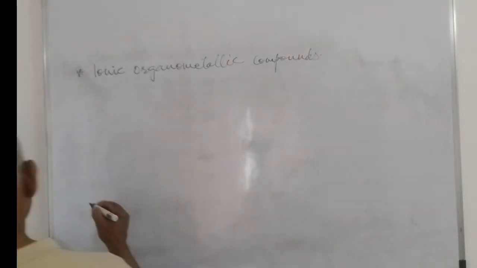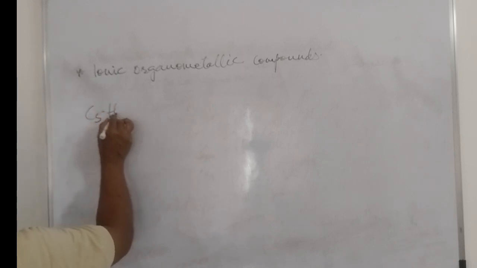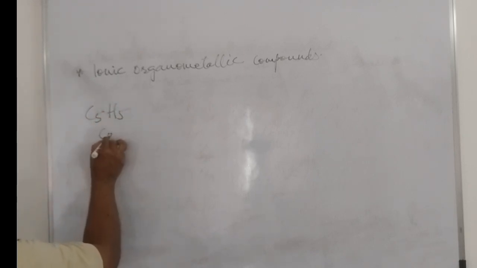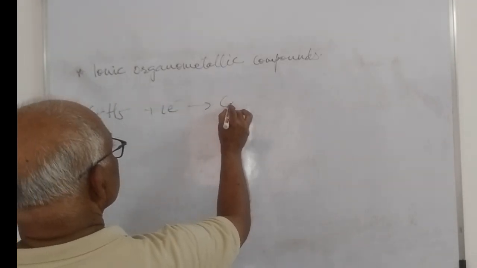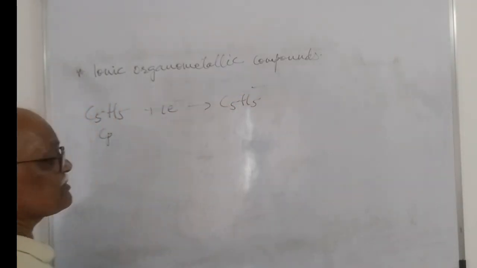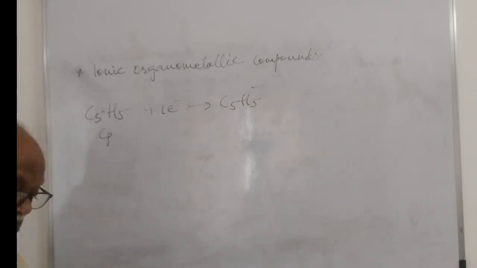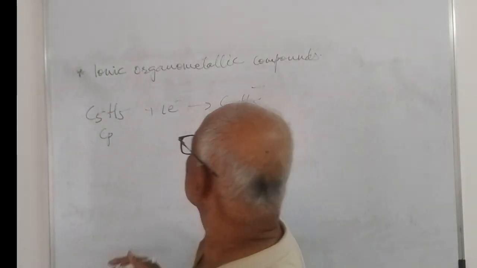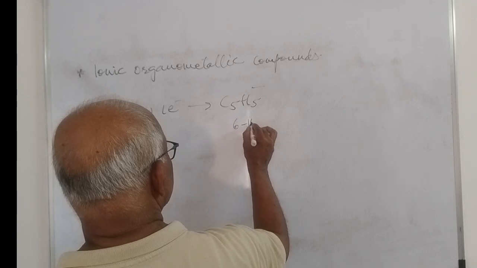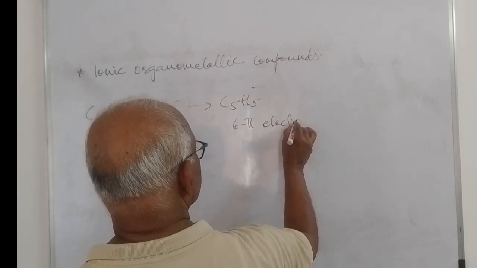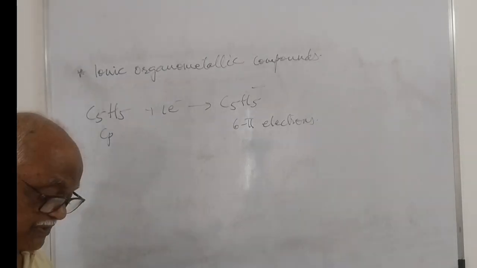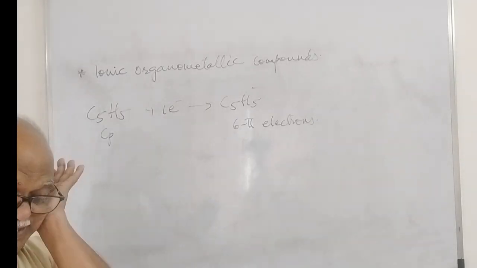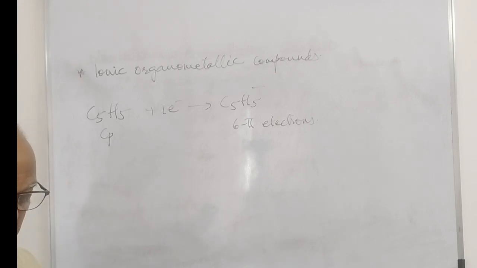Here, if we see the example of cyclopentadiene, called in short CP, when this accepts one electron, it gives the C5H5 minus anion. This anion contains 6 pi electrons, so they can be easily stabilized over the 5 carbon atoms. That is the aromatic system or unsaturation available on the organic part.